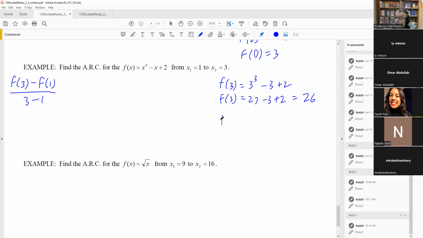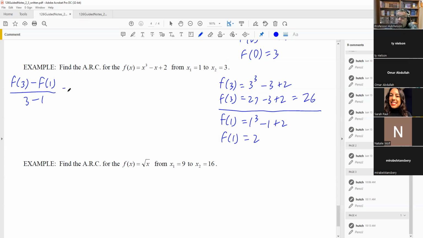Now we want to find f of 1. So that's separate. Now we put a 1 in there for all the x's. 1 cubed minus 1 plus 2. And the 1's cancel out there. So 1 minus 1 is 0, and we just end up with 2. So we found f of 3 is 26 and f of 1 is 2.